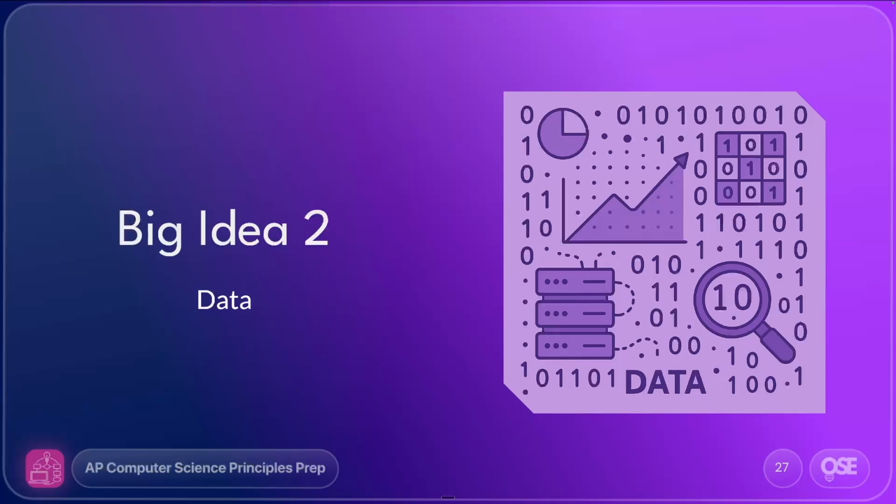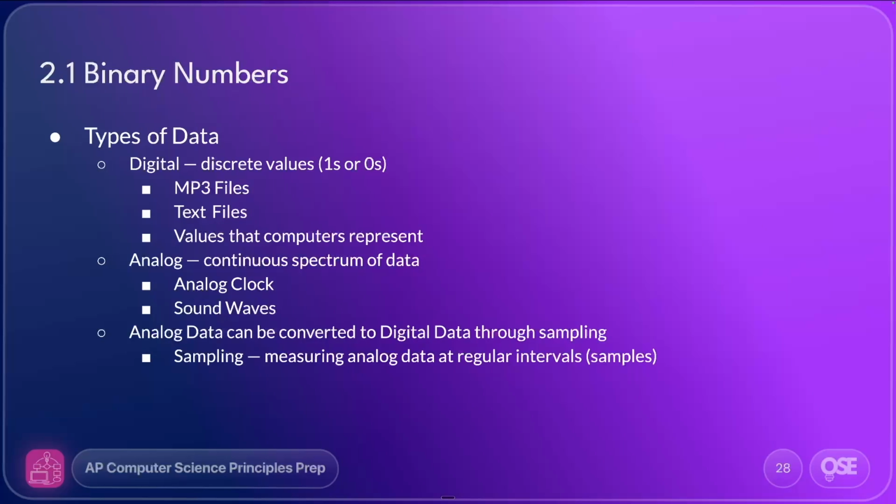Let's move on to big idea 2. This big idea is about data. Right, types of data. There's digital data, analog, and that's it. Digital data has discrete values, either ones or zeros. So these are called bits. For instance, MP3 files or text files. And these are the values that computers represent.